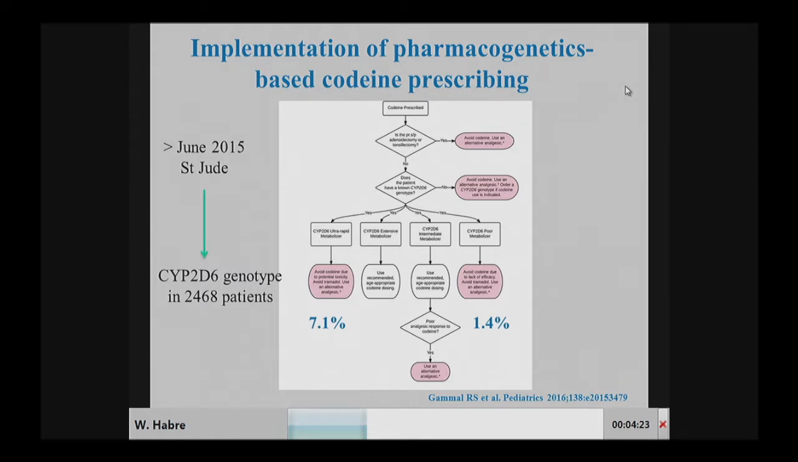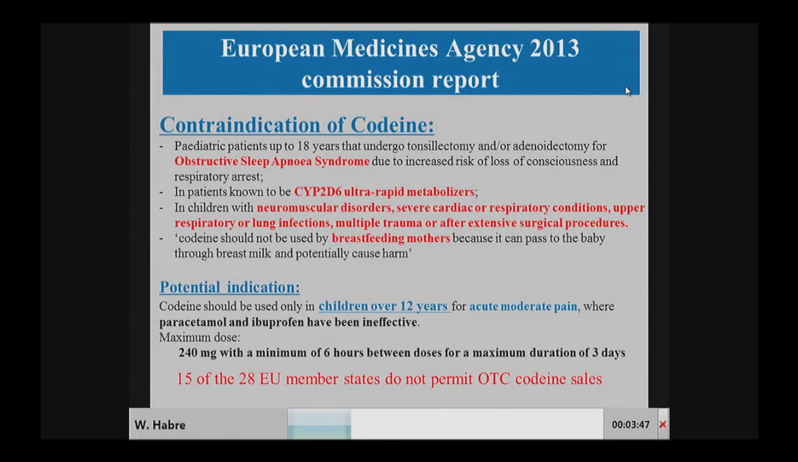So what is new in this? Well, codeine is still prescribed, but some hospitals are starting to do pharmacogenetic-based codeine prescribing. This was published very recently, just before Christmas, from St. Jude Hospital, where they genotype all children for whom they want to prescribe codeine. They have an algorithm: if you are an ultra-rapid metabolizer, which is 7% of their population, they do not give codeine. If you are at 1.4, they don't give it. If you are normal, then they give codeine. So this is due to this.